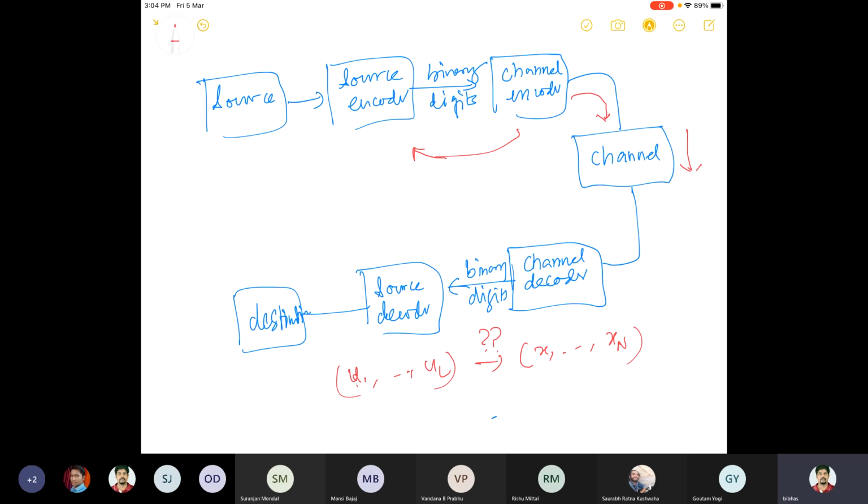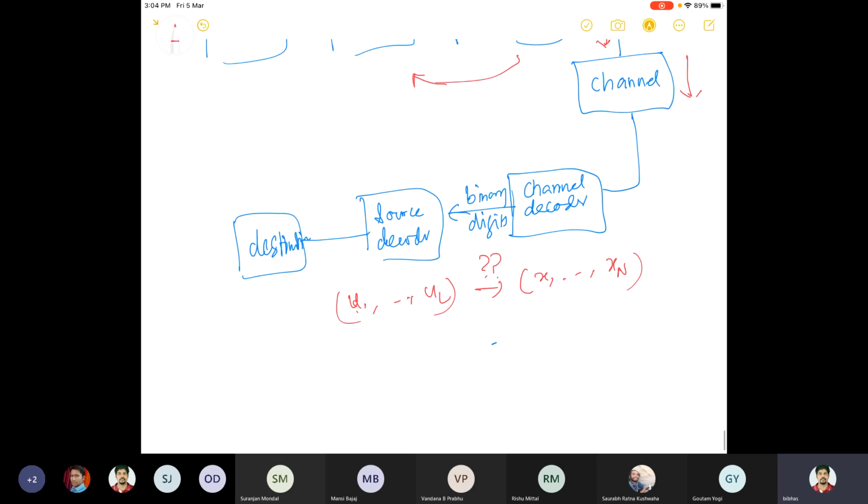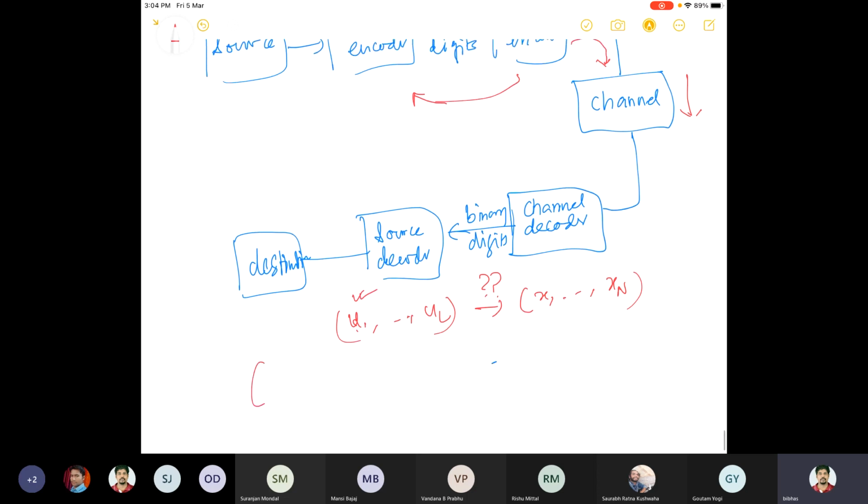So the question is, how do I convert this? If you generate a code word for U1, some binary number, let me take a simple example. Let's say it is 001 for U1, and for U2 it is 100, then for U3 it is something else. This way you will get a very long sequence of 0s and 1s.